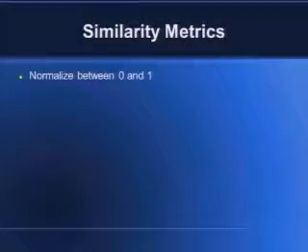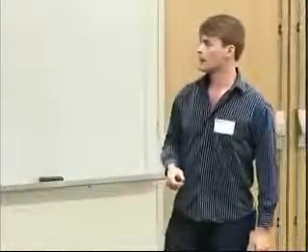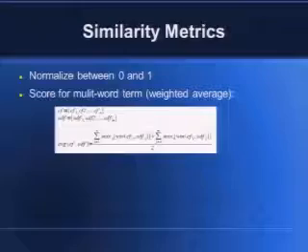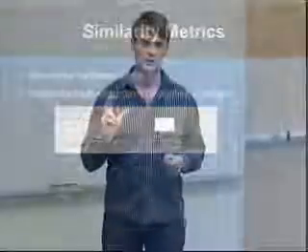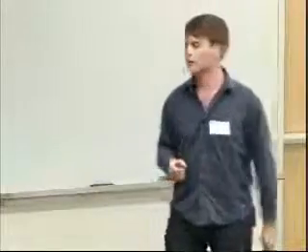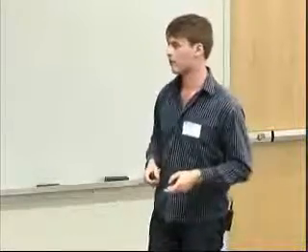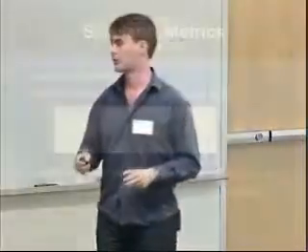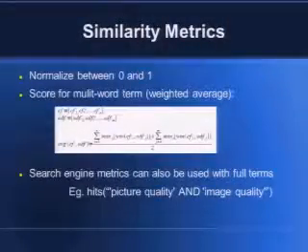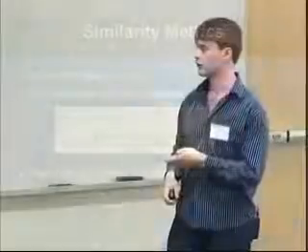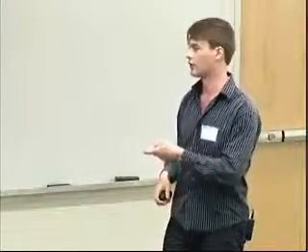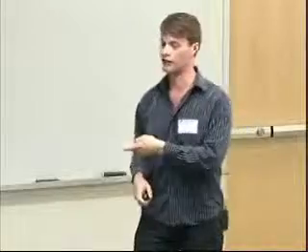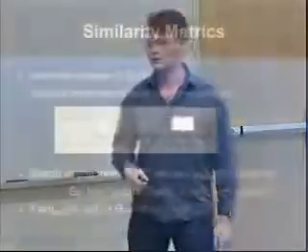Now that we have these similarity metrics, first we need to normalize them between 0 and 1. And then, because these metrics are based on individual words, whereas the product terms could be multiple word terms, we're going to take a weighted average of the similarity between words in a term to get a score for similarity between 2 terms. And one benefit of the search engine metrics is that they can be used for entire terms rather than individual words. So you could search for the whole term, picture quality and image quality, rather than the individual word. So that gives us another 3 metrics to use.